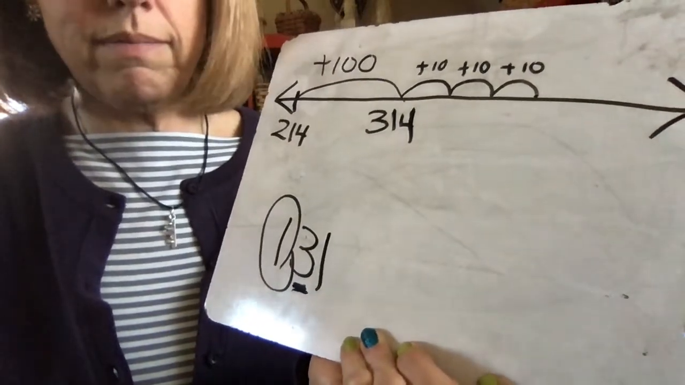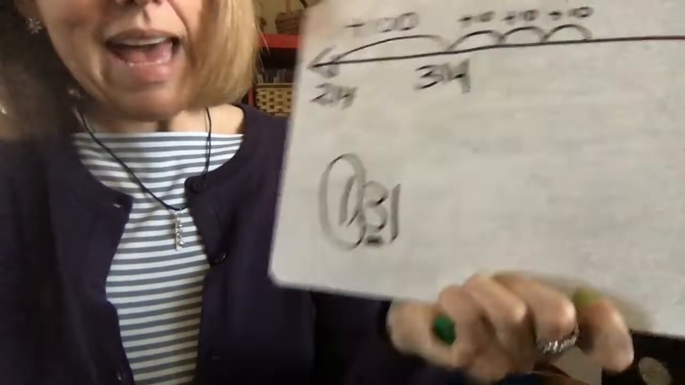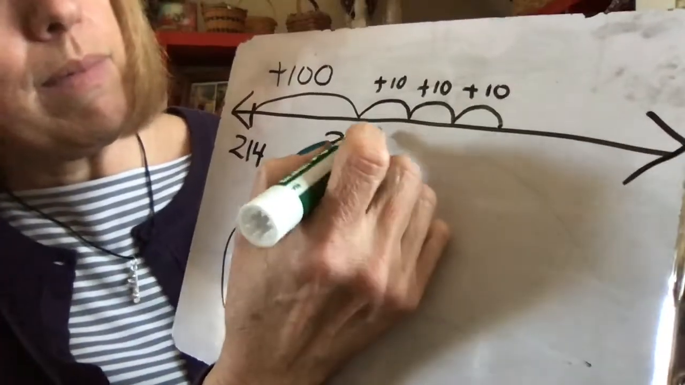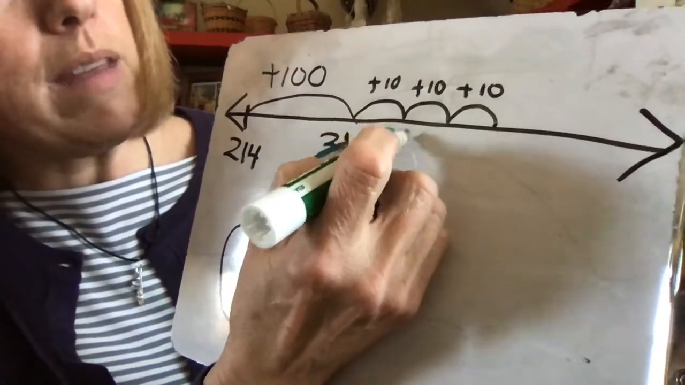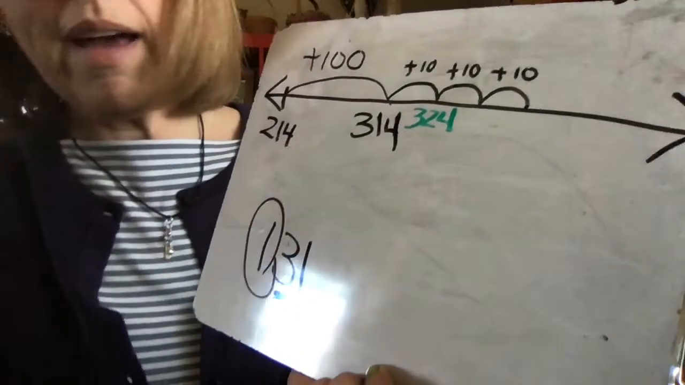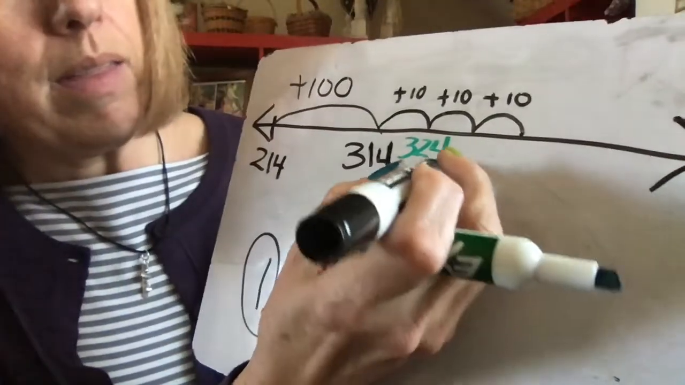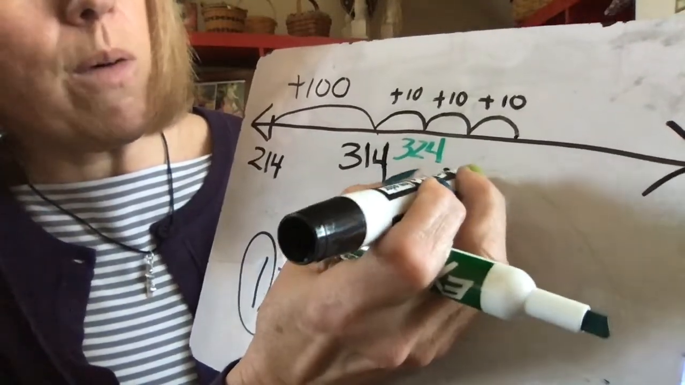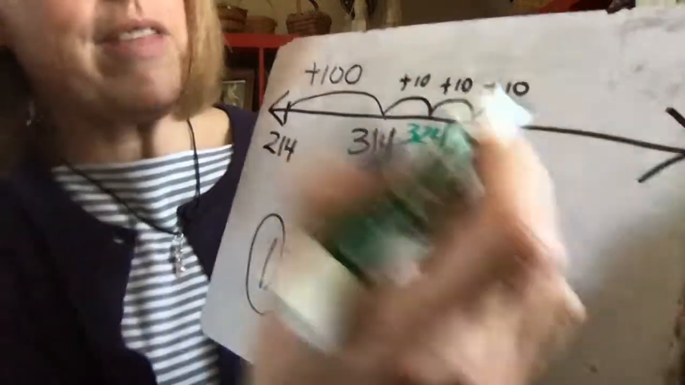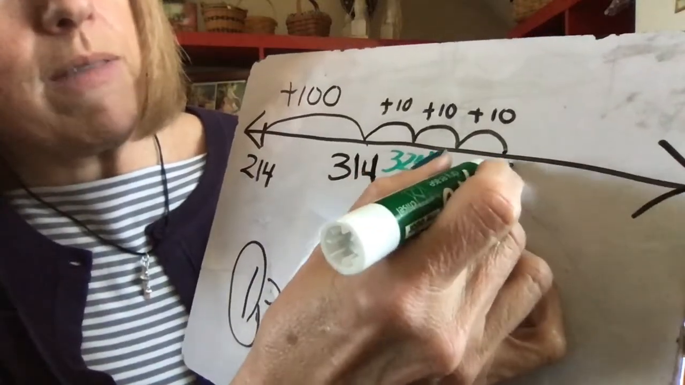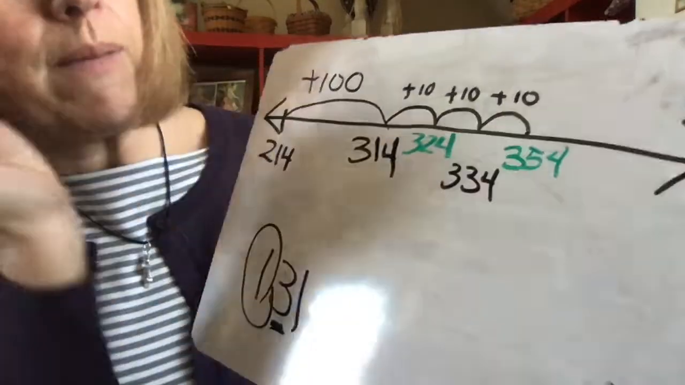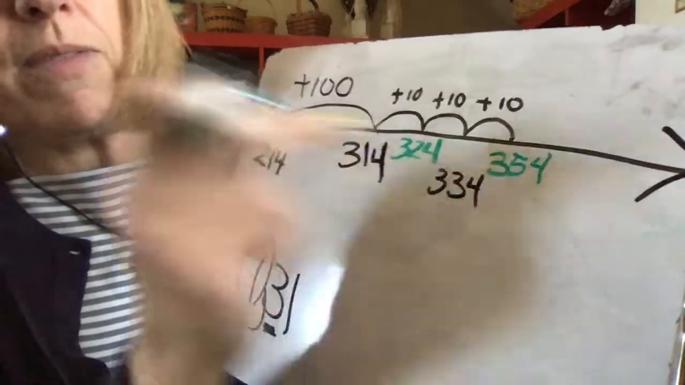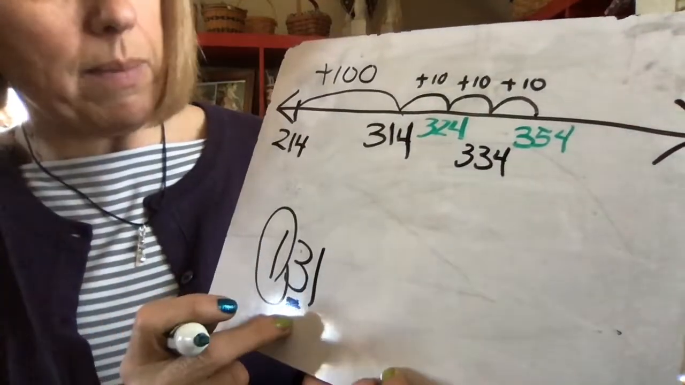10 more. Figure it out while I'm getting the cap off of my lid. 324. 10 more after that. 334. 10 more after that. 354. 24, 34, 54. There's my 3 10 hops.